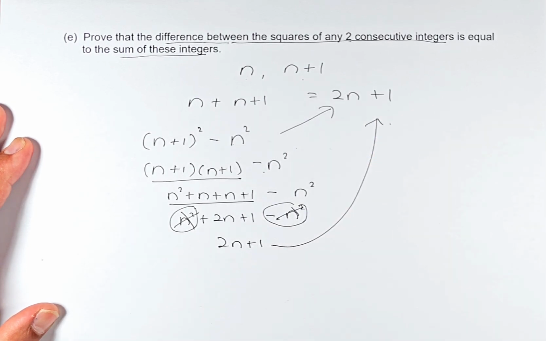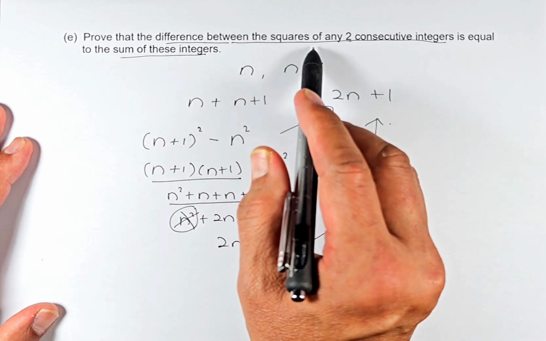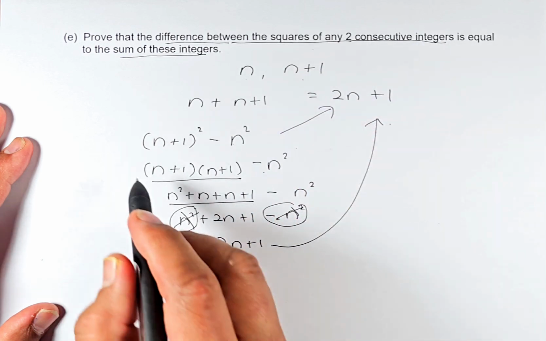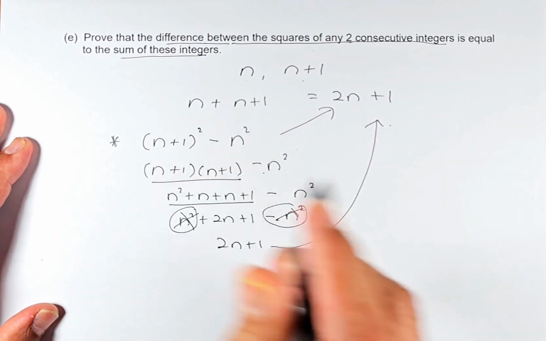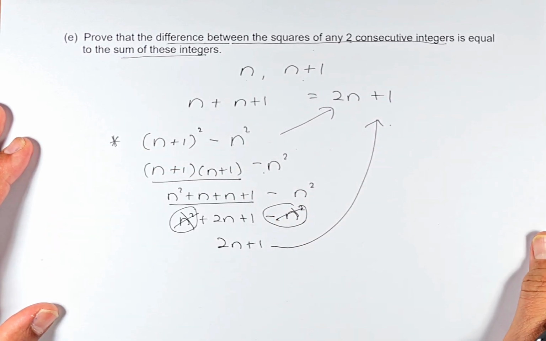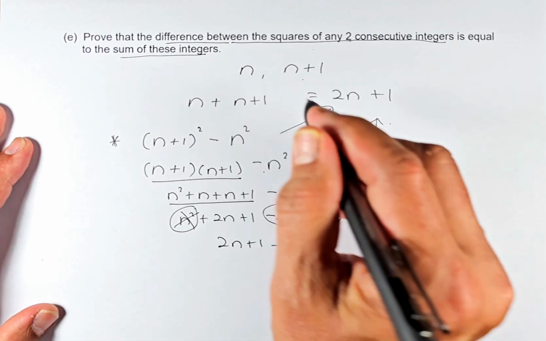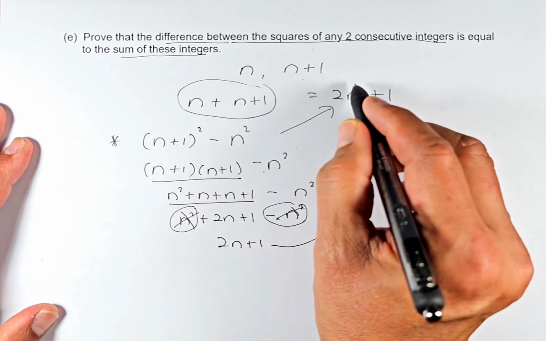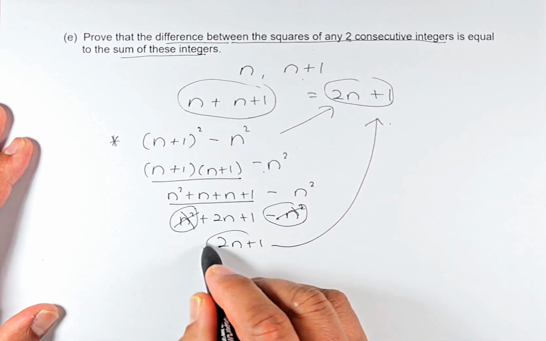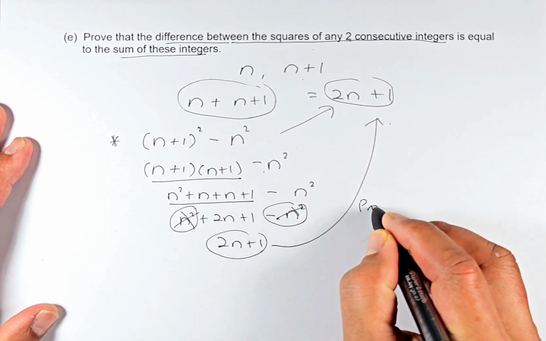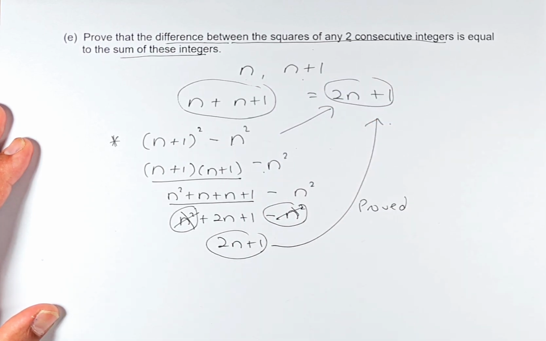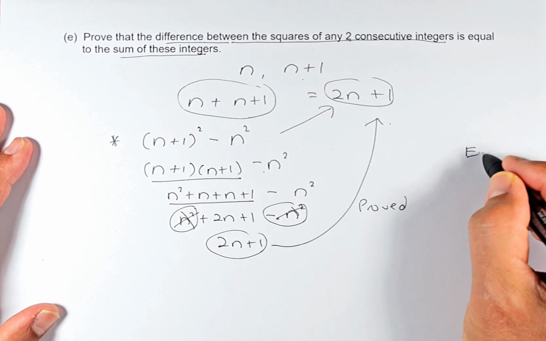So we have proved that the difference between the squares of any two consecutive integers is equal to the sum of the two integers. So we're going to add the two sums. Both of that give you 2n plus 1. So we have proved that that equation is right, and that is an excellence in this paper.